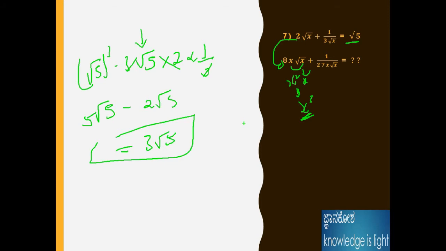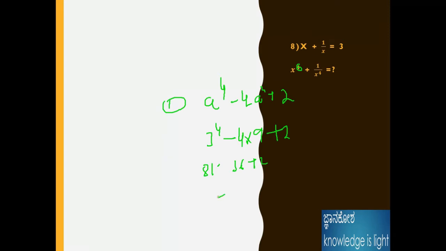Okay, next problem. This is the power of 4. I will show the first method. The first method is to apply the formula a to the power of 4 minus 4a square plus 2. Here it is 3 to the power of 4. I will take 3 to the power of 4 minus 4 into 3 square, that is 9, plus 2. 9 into 9 is 81. Okay, 81 minus 36 plus 2, therefore 47 is the answer for this question.